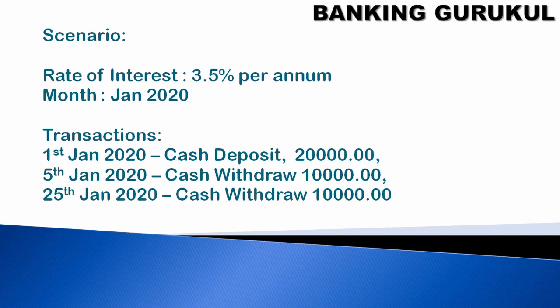My scenario is I am calculating interest for 1 month. Savings bank interest is 3.5% per annum. So I have taken an example. In one savings account, only 3 transactions are there. January 1st, cash deposit of 20,000. 5th January, cash withdrawal of 10,000 rupees. 25th January, cash withdrawal of 10,000 rupees. Now I'll calculate interest for a month. Then I'll show you the accounting entries also.